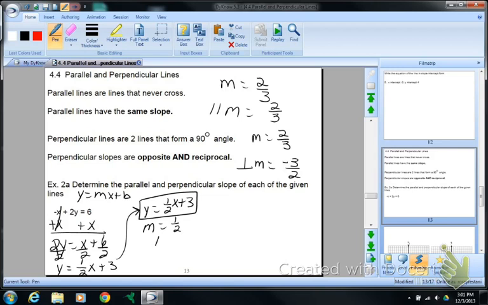What would the parallel slope be? Parallel has the same slope. So what would the parallel be? 1/2. What would the perpendicular slope be? -2/1, but we would just say -2. Remember, if you have 1 in the denominator, you don't have to write it. The only time you have to write the 1 is if you were counting by rise over run.